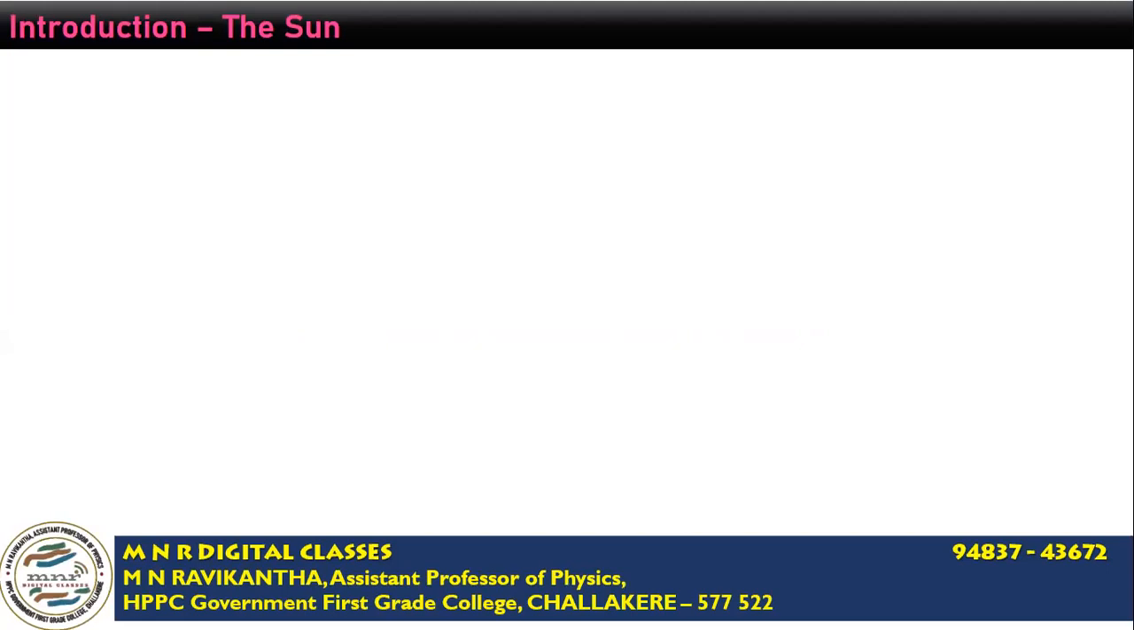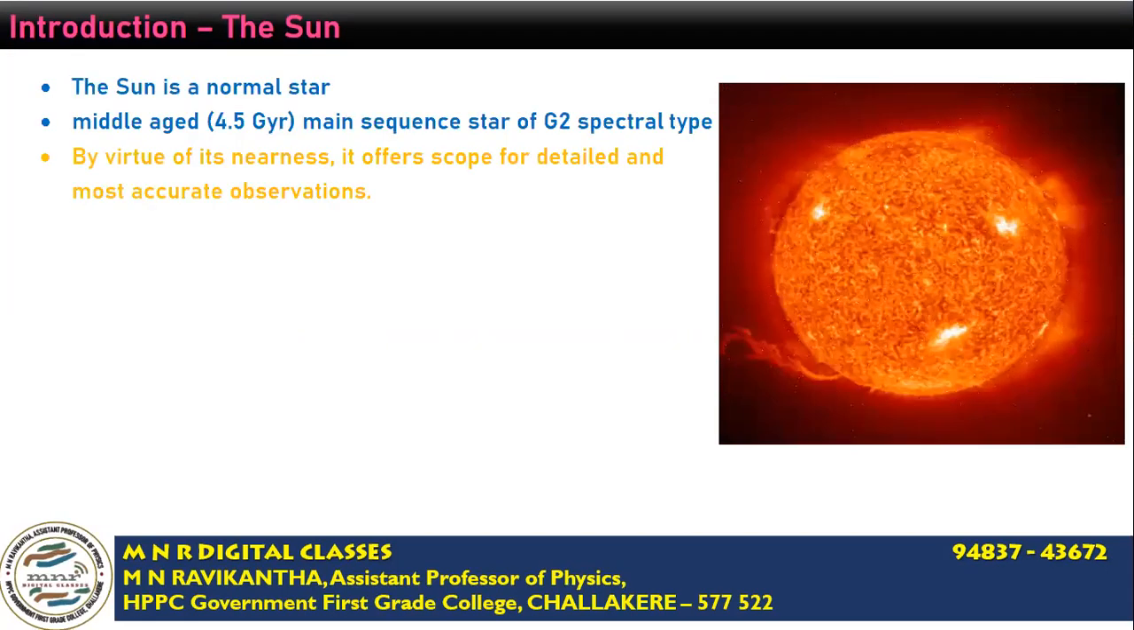First, let us have a look at the Sun. The Sun is a normal star having a middle age about 4.5 giga years, that is 4.5 billion years. It is a main sequence star. It is a G2 type spectral class star. We know that Sun is the nearest star to the Earth. By virtue of its nearness, it offers scope for detailed and most accurate observations.